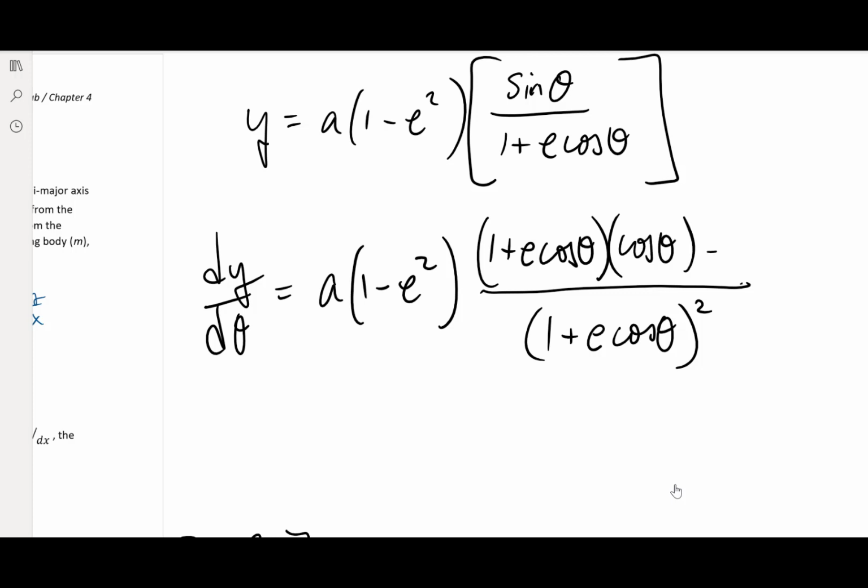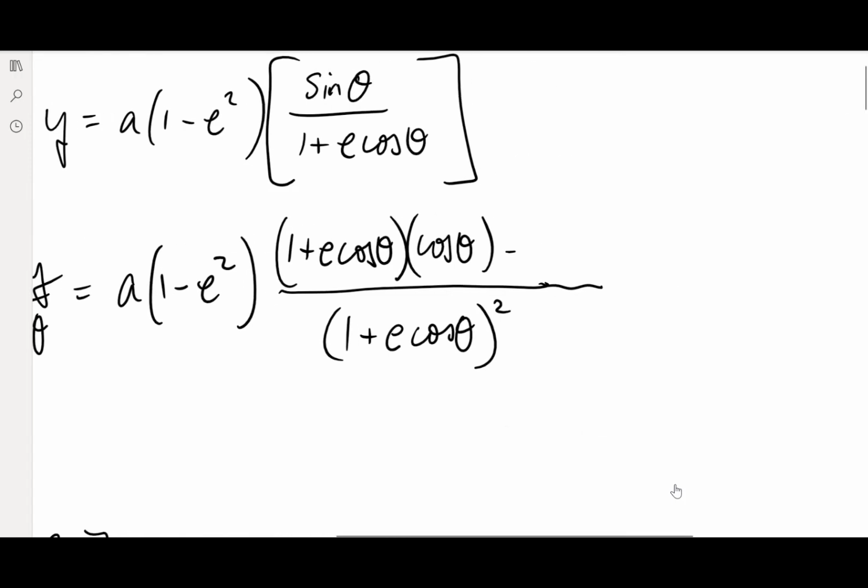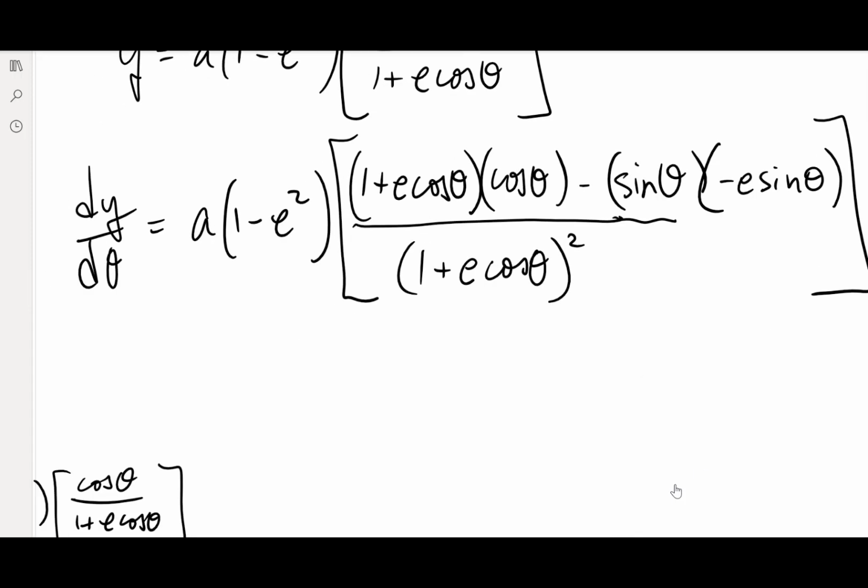And then by the quotient rule, you have to do a minus the top, the numerator, times the derivative of the bottom. And the derivative of this denominator here, derivative of 1 is 0, derivative of e cos theta, e is a constant, so we get e times negative sine, or let's just say negative e sine theta. And let's try to simplify this.